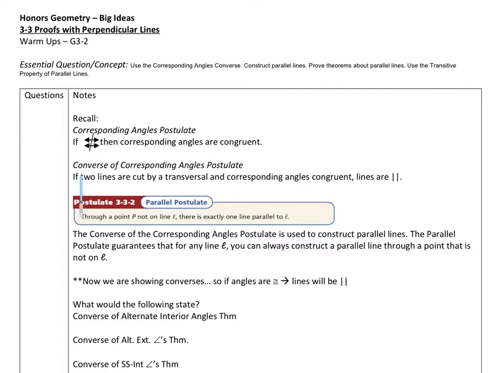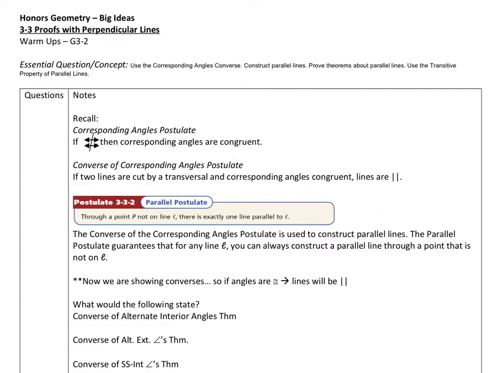And now we've got the converse of this. A lot of the stuff that we're going to do today is actually the converse of the ones that we did in the last section. So the converse of the corresponding angles postulate: if you've got two lines cut by a transversal and the corresponding angles are congruent, then you can tell me the lines are parallel. Here, the lines are parallel, you tell me the corresponding angles are congruent. Here, if the angles are congruent, then the lines are parallel.